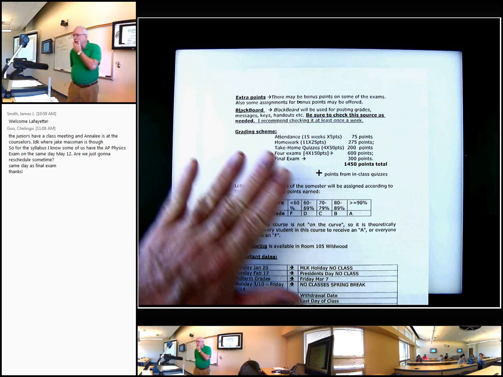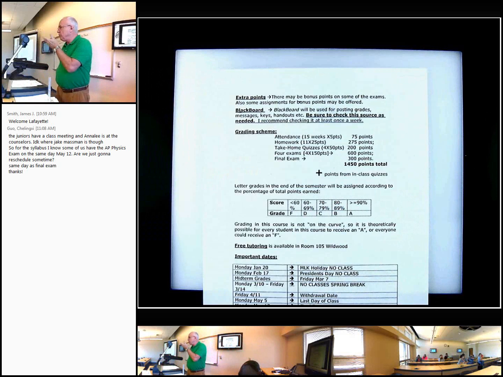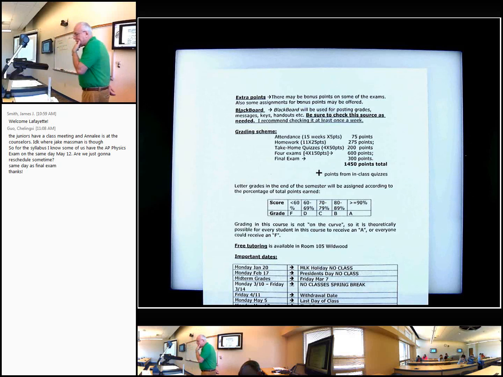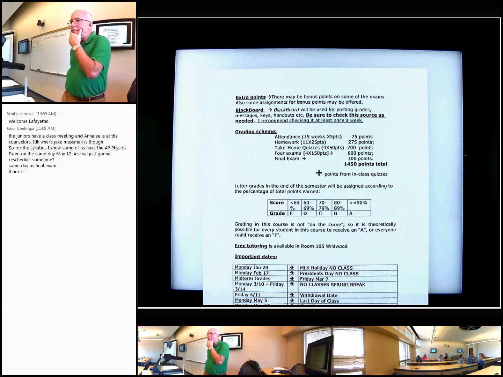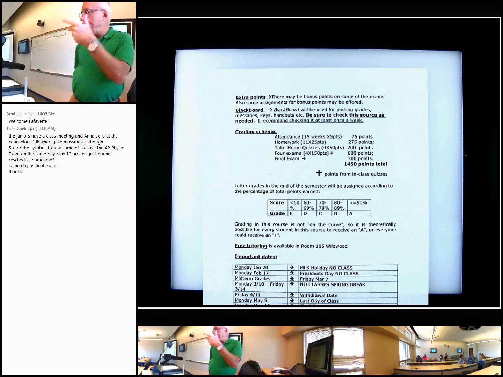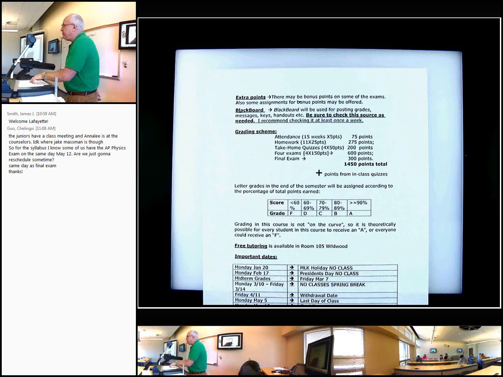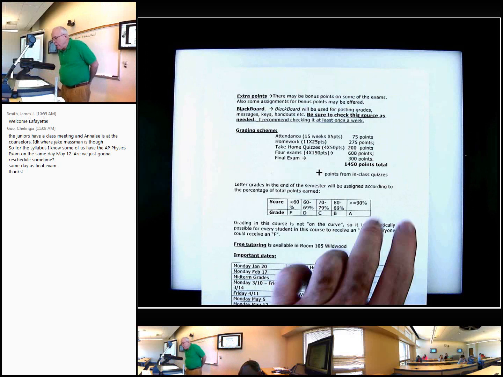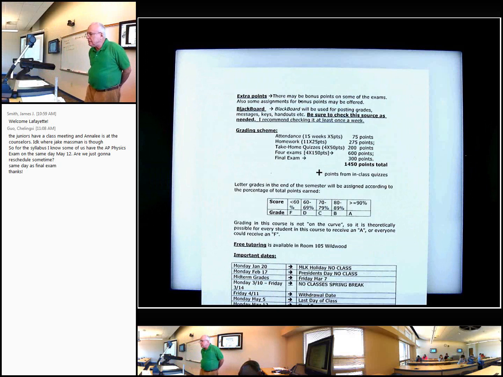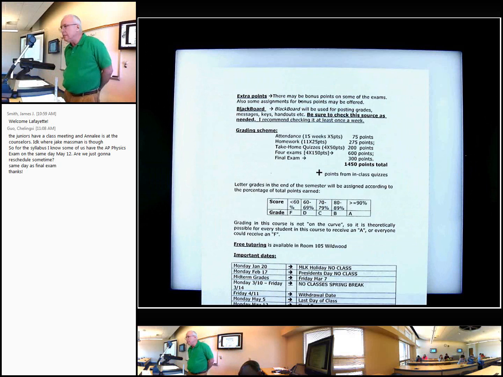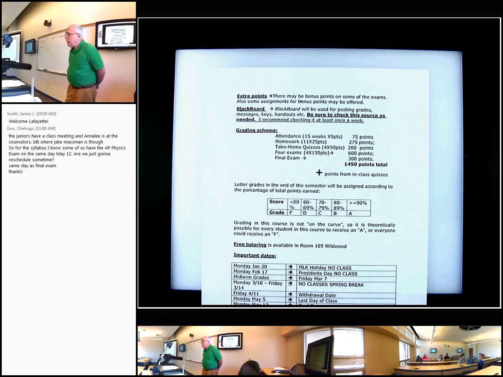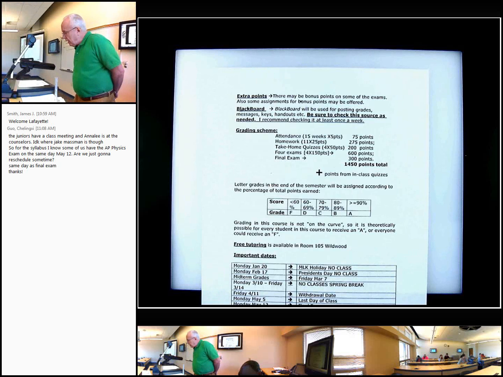I had talked about Blackboard before. I do encourage you to check that routinely. Grading. All right. Right now we have a total of 1,450 points, plus any extra points that happen from any of the in-class quizzes. So notice that attendance, I do count attendance as part of your points, so that's 75 points there. So I do take note of who is here, who's not here, and mark that.